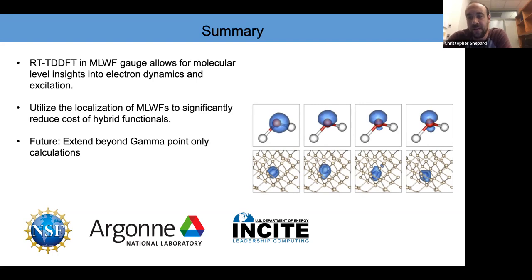However, our implementation is limited at the moment as it's gamma point only, which is part of the reason why we have the need for this cost savings and these very large simulation cells. So in the future, we'd like to move beyond this gamma point only and extend it to multiple K points.